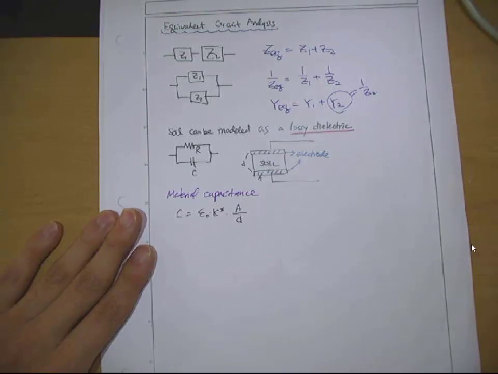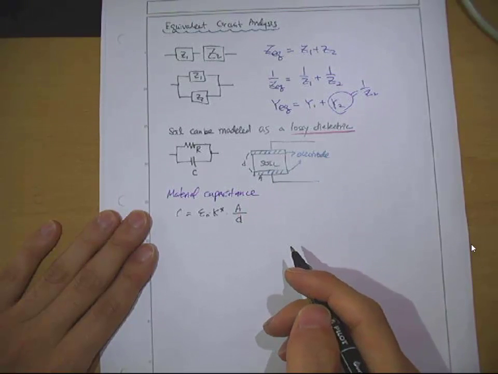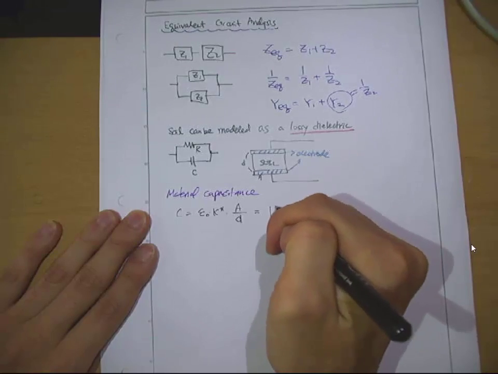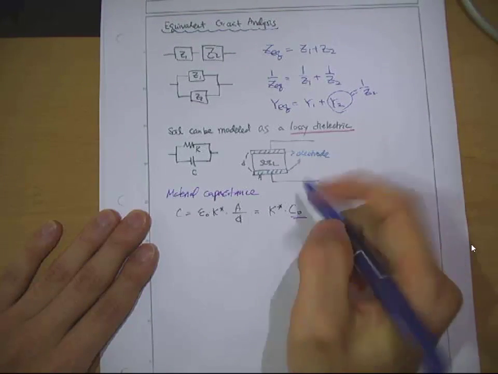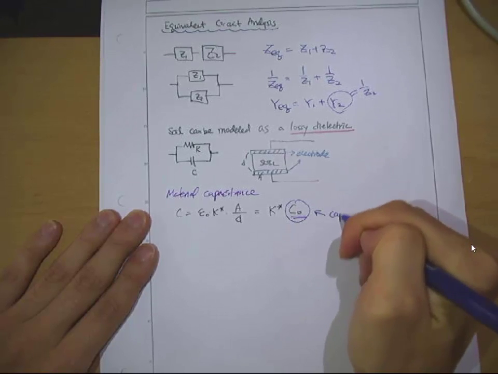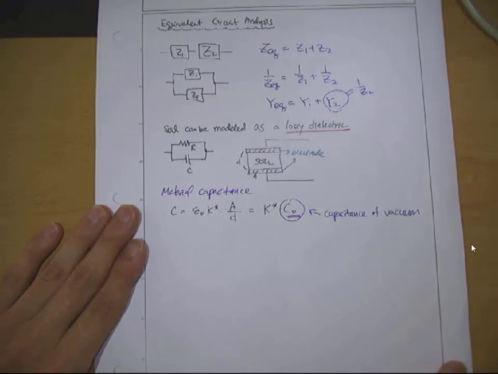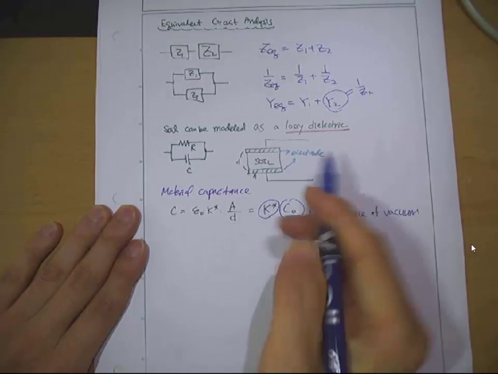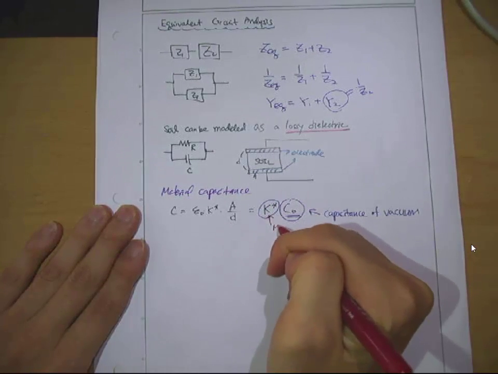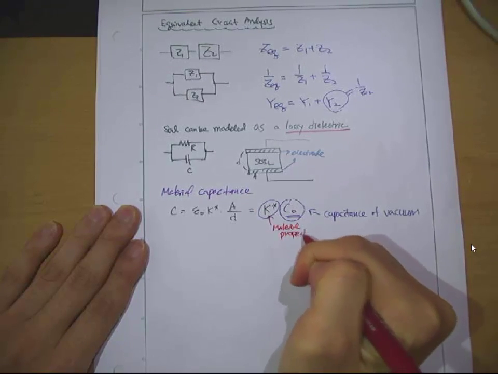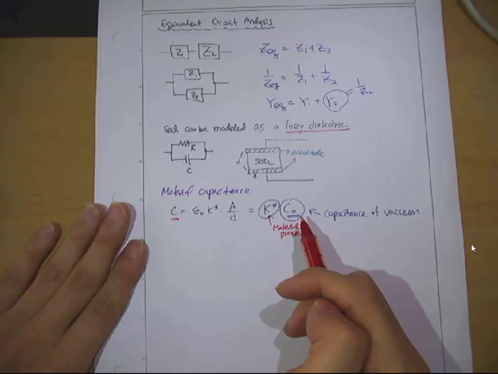Here A is the area of the electrode and D is the distance between the electrodes. C naught is the capacitance of vacuum, or free space. And this kappa star is the material property, in this case the soil's property. So from the capacitance, you can extract the material property of polarizability or permittivity.